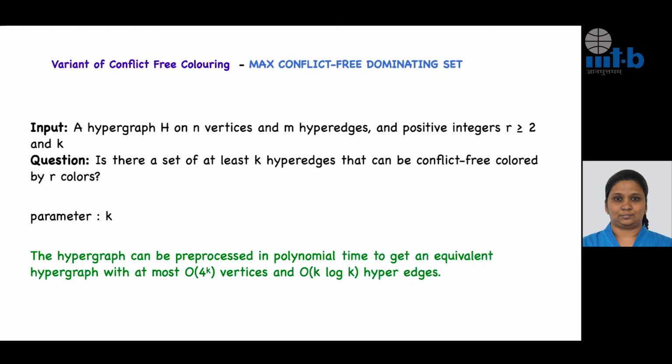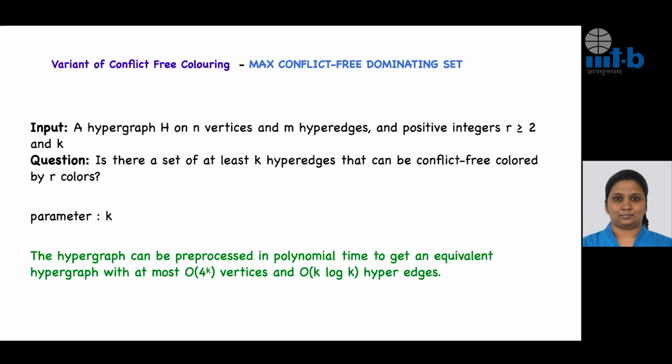Okay, whose size is independent of the size of the actual input instance. Let's call it n. So it's independent of n, but after pre-processing we get a hypergraph whose size depends only on k, or specifically we get a hypergraph with 4 power k vertices and k log k hyperedges. This is called a kernel in the area of fixed parameter tractability.